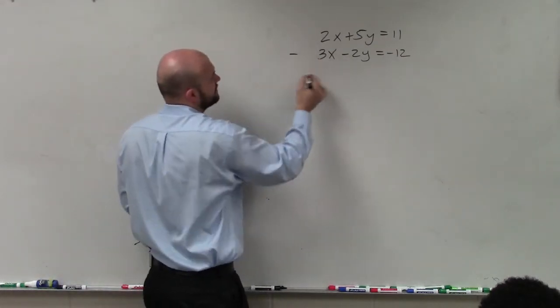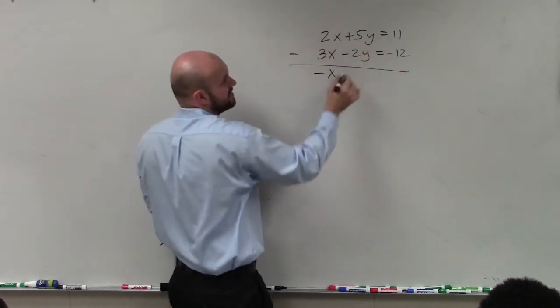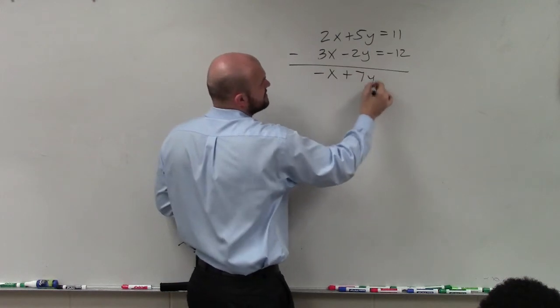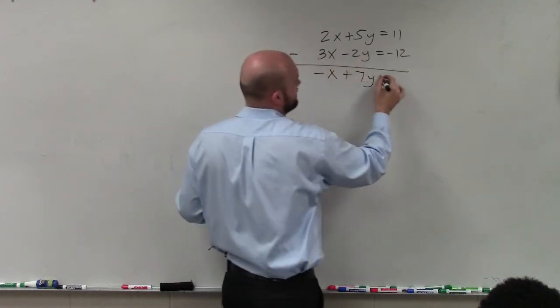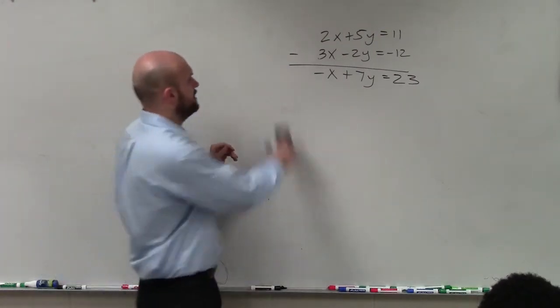Let's look at subtracting. 2x minus 3x is negative x. 5y minus a negative 2y is a positive 7y. 11 minus a negative 11 equals 23. Did I eliminate a variable? No, you didn't.